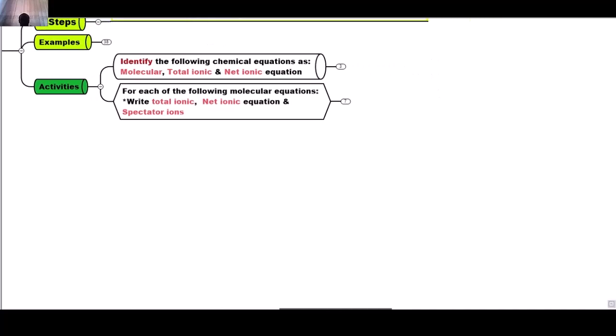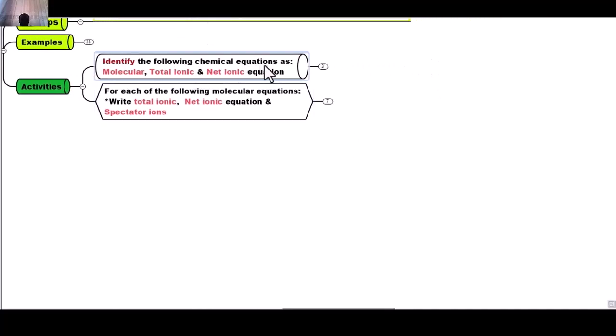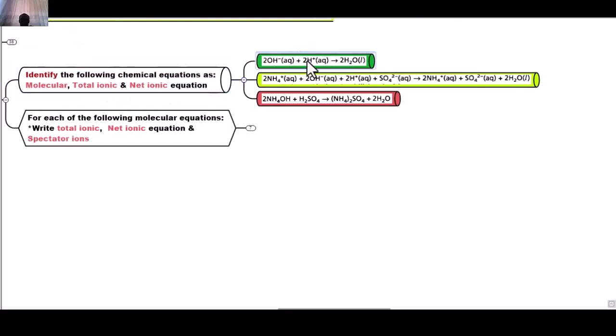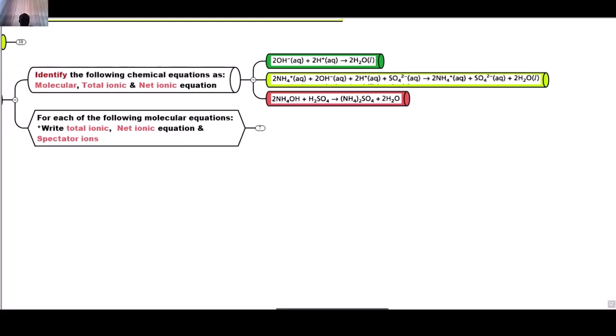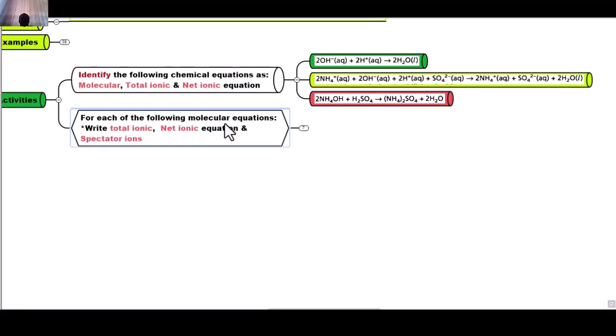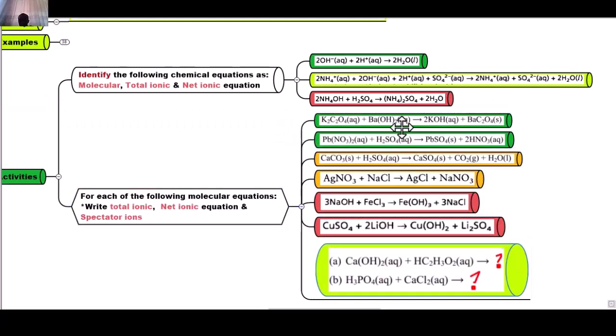The first activity is to identify the following chemical equations as molecular, total ionic, and net ionic equation for these three. And the second activity is, for each of the following molecular equations, write the total ionic and net ionic equation and identify the spectator ions for these chemical reactions.